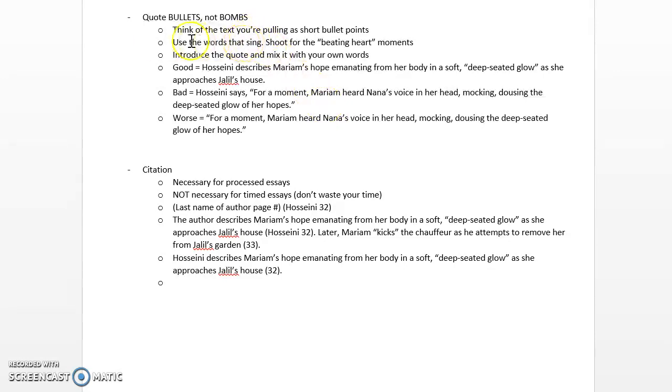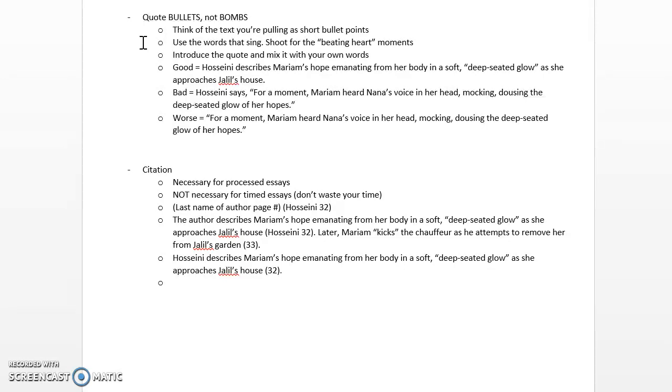This is just a refresher. We want to quote bullets, not bombs. You need to think of the text you're pulling as very short bullet points. You need to use the words that sing, okay? We don't want to quote boring words. The words that we quote should be the ones where the author captured something in this word or this phrase that we can't capture ourselves in better, more compelling language.